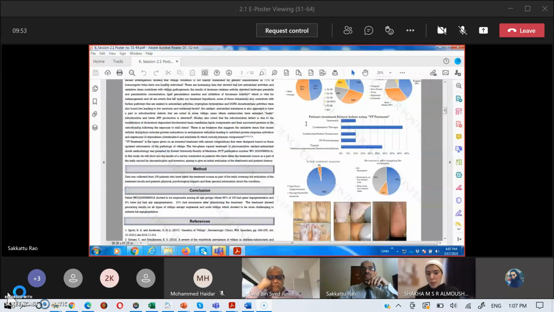So, based on this updated information, the treatment has been customized with natural compositions and its commercial name is VT Treatment. The two-phase topical treatment of photosensitive oxidant antioxidant shock methodology was patented by Kuwait University Faculty of Medicine. Our treatment hypothesis is a two-phase separate treatment of pro-oxidants followed by antioxidants. The first treatment contains immune modulatory compounds and other photosensitive compounds that work with both UVA and UVB. The second one has a specific antioxidant and an enzyme cofactor, a tyrosinase cofactor.